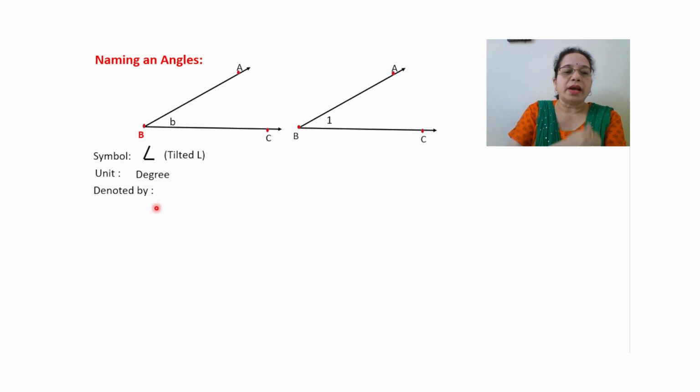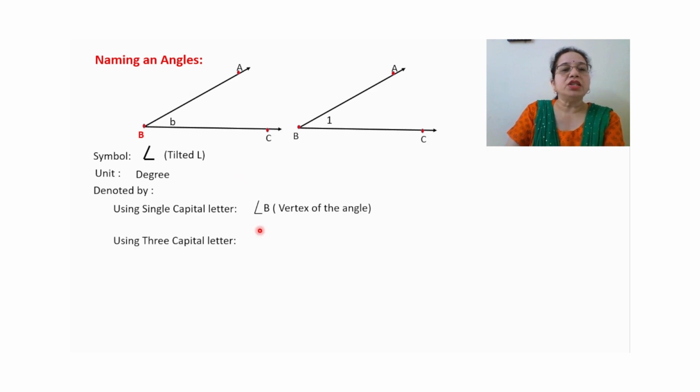Now it is denoted by using a single capital letter. So the single capital letter is always B. Here you can say three capital letters A, B and C. When we denote using a single capital letter, that is always the vertex of the angle. So angle B. Now the second one is using three capital letters. So we can write angle ABC, or we can say angle CBA. The main thing is the vertex of the angle is always in the middle of the other two capital letters.